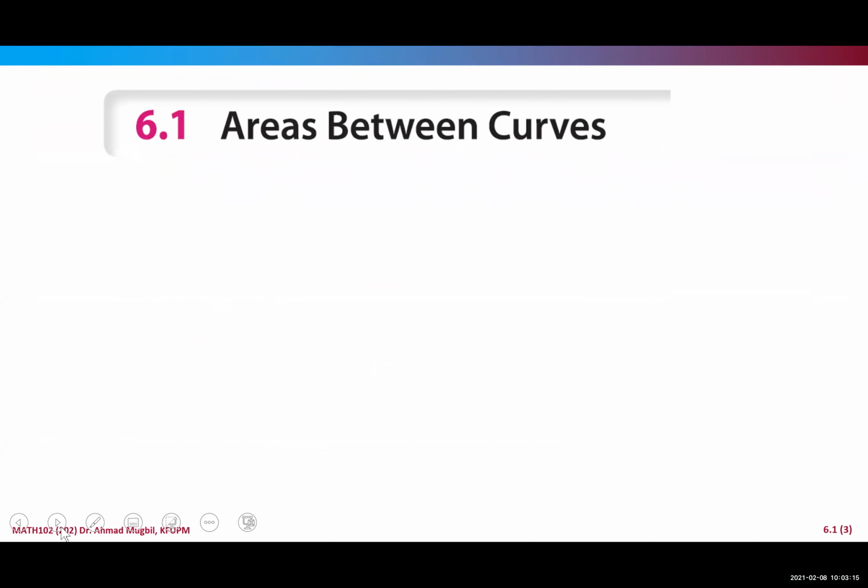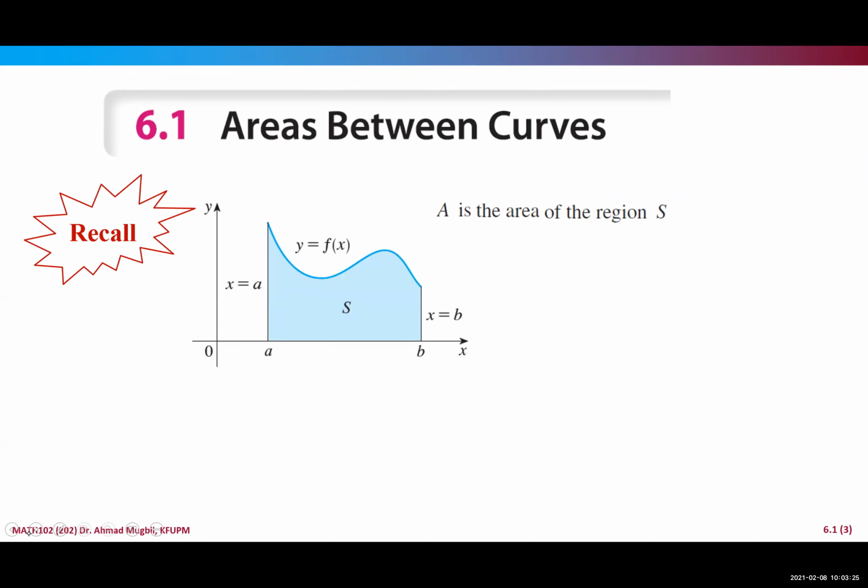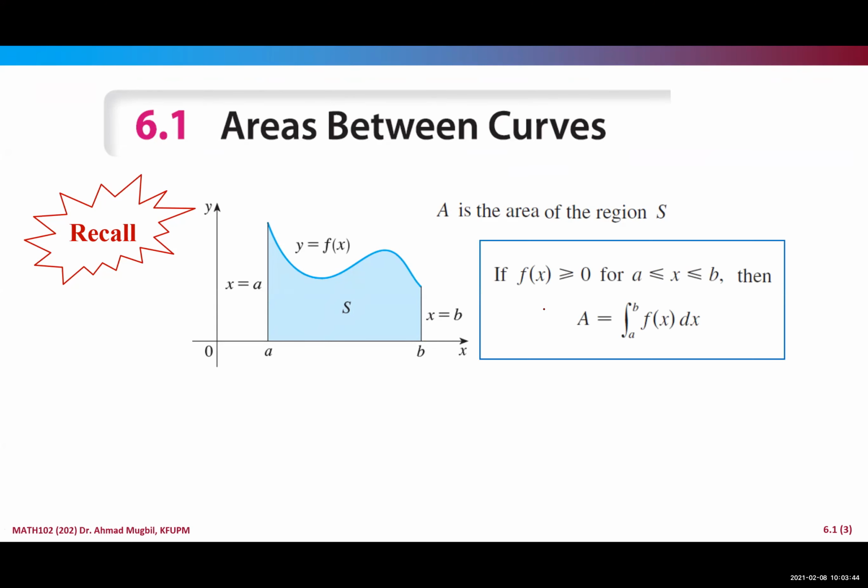In 6.1, the first section in this chapter, we will study areas between curves. I think it is good to start by remembering what we have done at the beginning of chapter 5. If you remember, if we have a curve, let's say the graph of the function f of x, and we have here the x-axis, two vertical lines, x equals a, x equals b, and this is the area of this region. We have mentioned that the area here is exactly the definite integral of f from a to b.